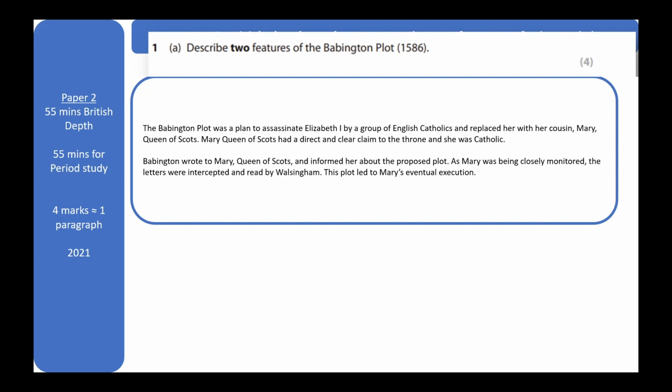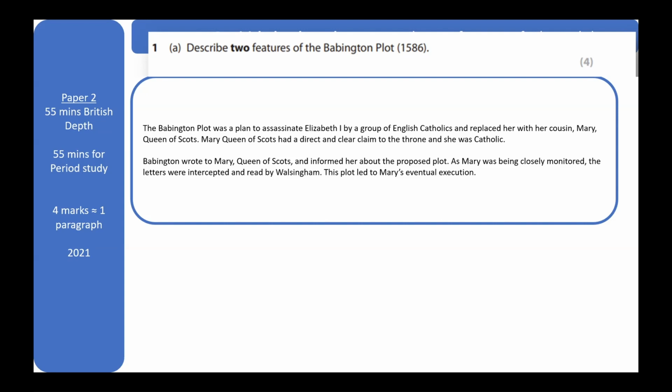The Babington plot was a plan to assassinate Elizabeth I by a group of English Catholics and replace her with her cousin, Mary, Queen of Scots. 1 mark. Mary, Queen of Scots had a direct and clear claim to the throne, and she was Catholic. 2 marks. Second feature. Babington wrote to Mary, Queen of Scots, and informed her about the proposed plot. As Mary was closely monitored, the letters were intercepted and read by Walsingham. This plot led to Mary's eventual execution.